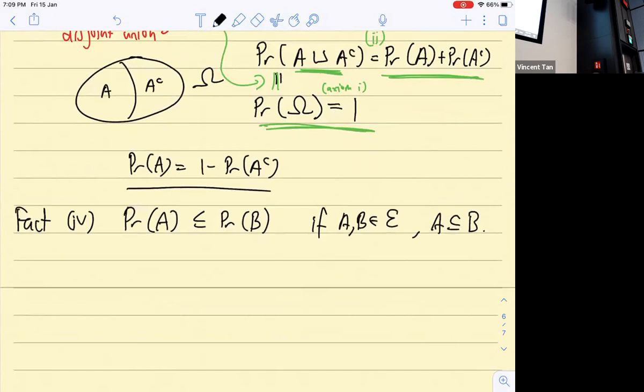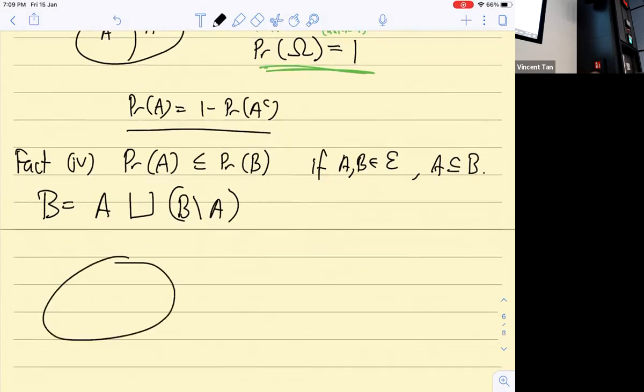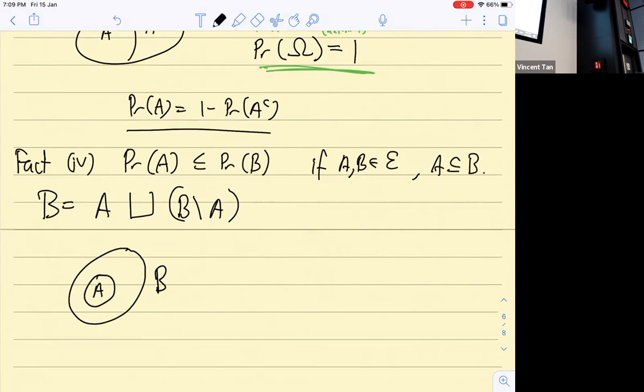Now we can write the following. B is equal to A disjoint union B take away A. This is a matter of set theory. So this is B, and this is A. The fact here is that B is A, disjoint union this part, which is B but not A. Beautiful picture, right? So this is a disjoint union.